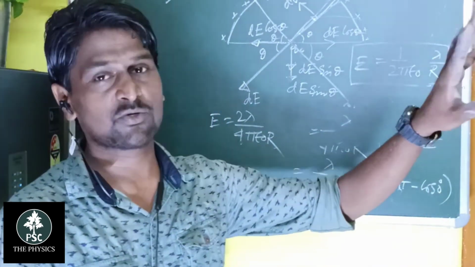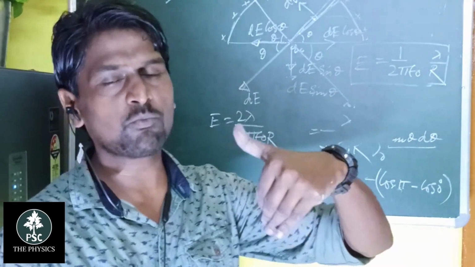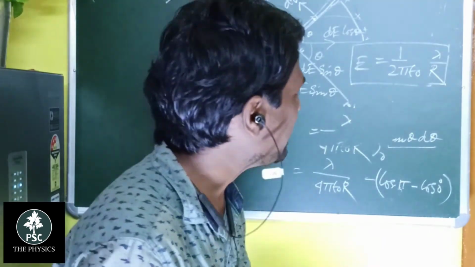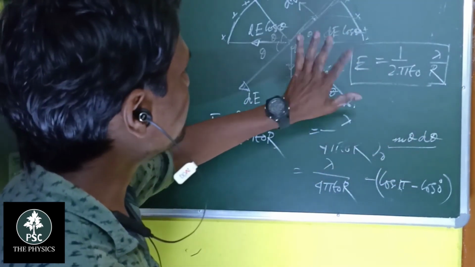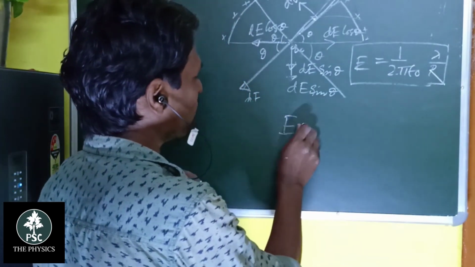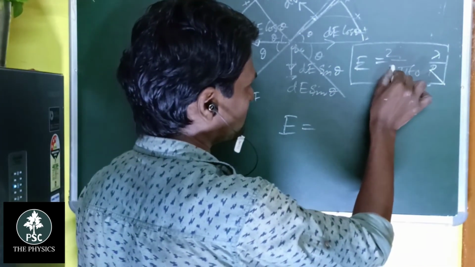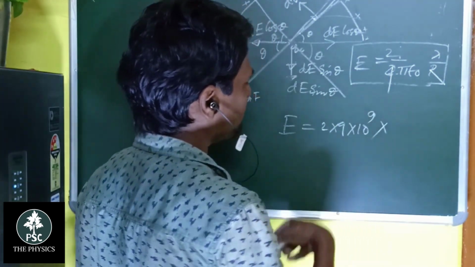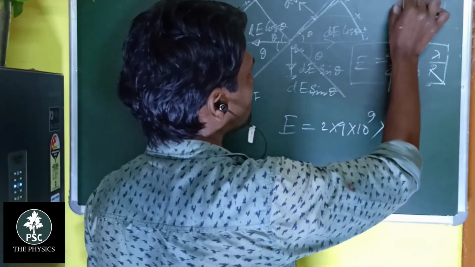with 2 into 9 into 10 to the power 9. Why? Because 1 by 2 pi epsilon naught is 2 times 1 by 4 pi epsilon naught, and 1 by 4 pi epsilon naught means 9 into 10 to the power 9. So 1 by 2 pi epsilon naught and lambda by r. Here r is given. So you can calculate the numeric value as 2 into 9 into 10 to the power 9, and the lambda.